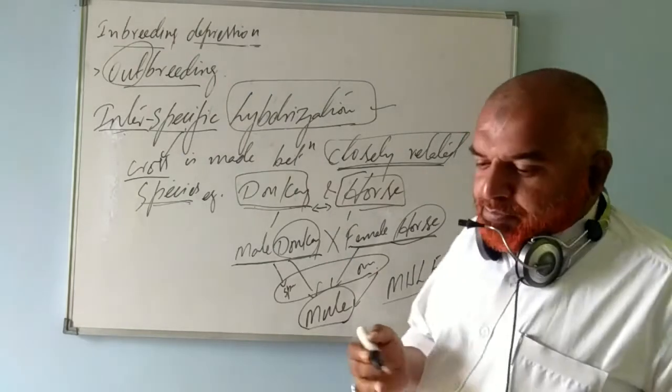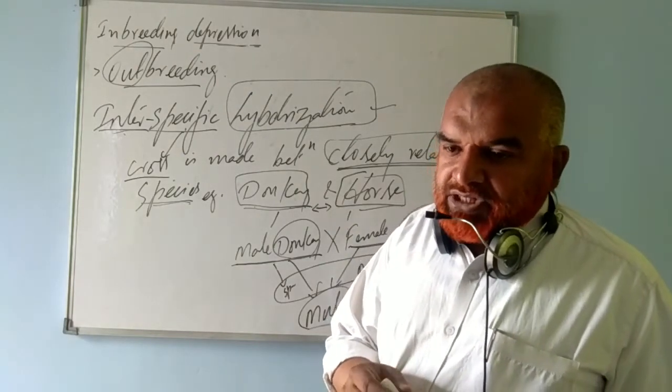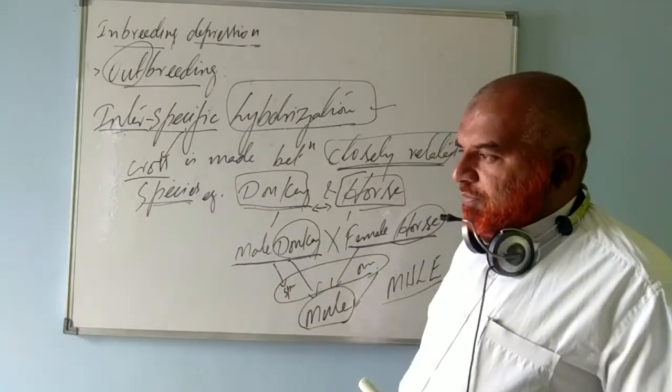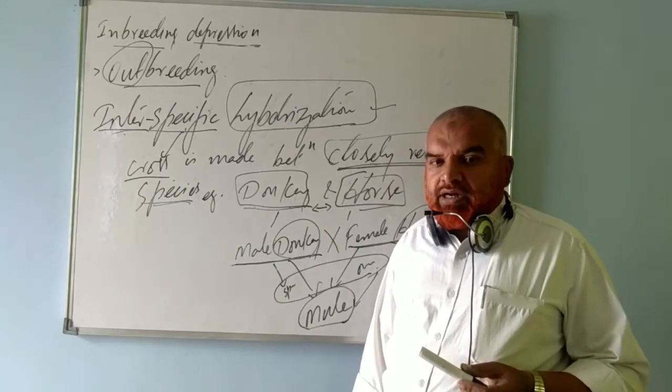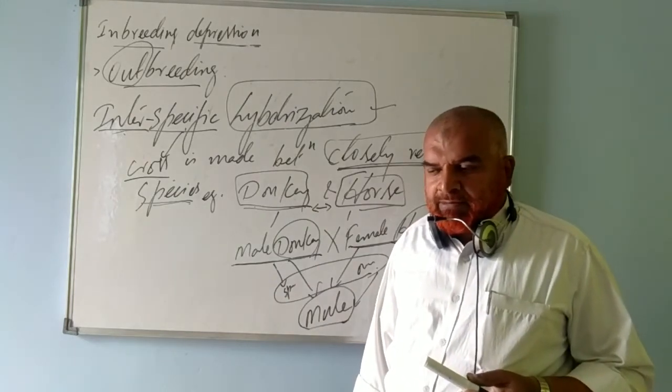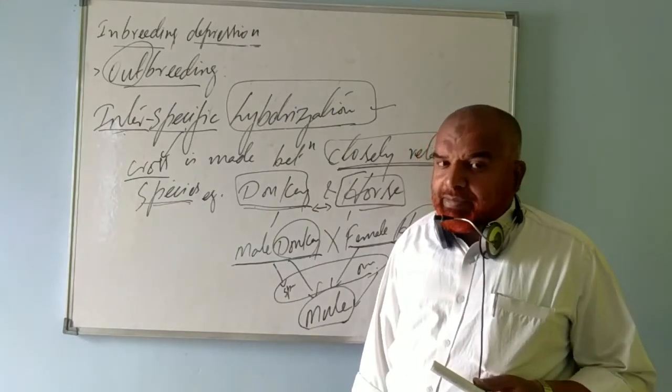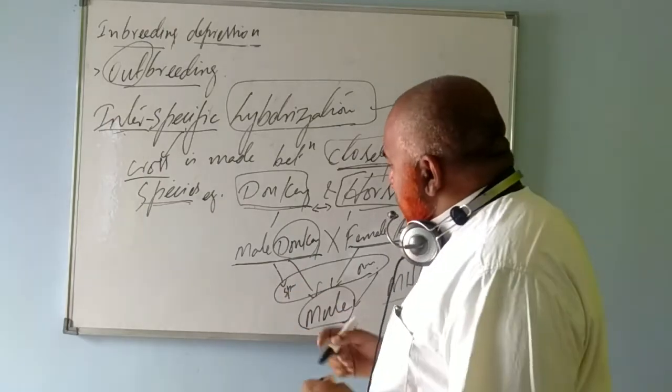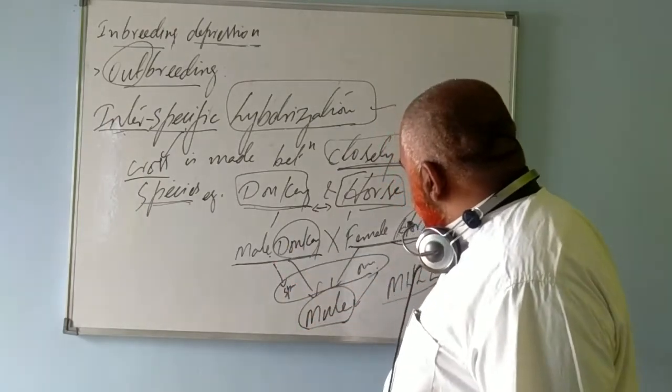These mules are there in Pune also, where we have Serum Institute of India. They are used for different purposes, to make medicine or antibodies for snake bite. So these animals are used. Where a male donkey is crossed with a female horse, it is known as mule.